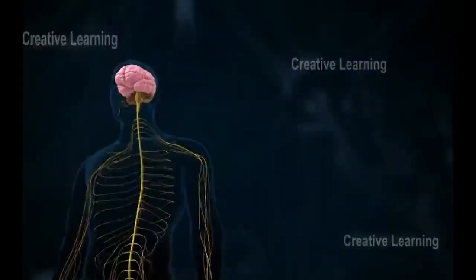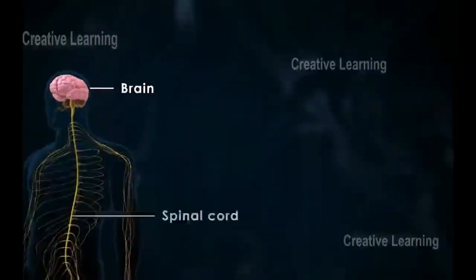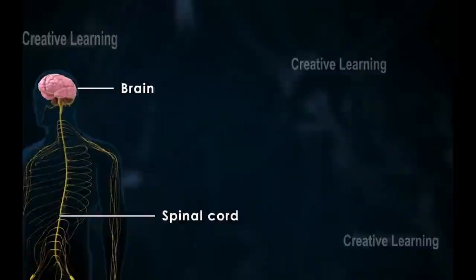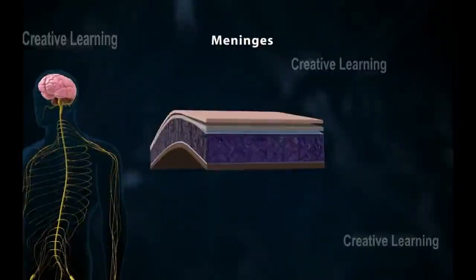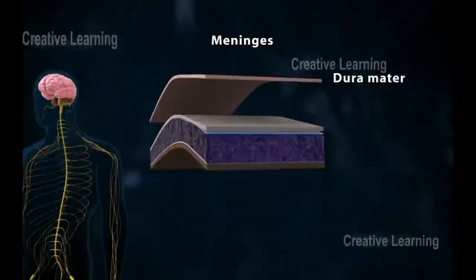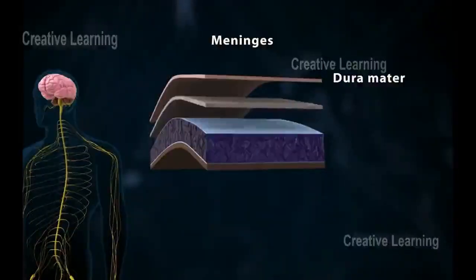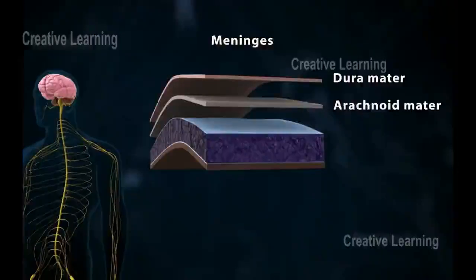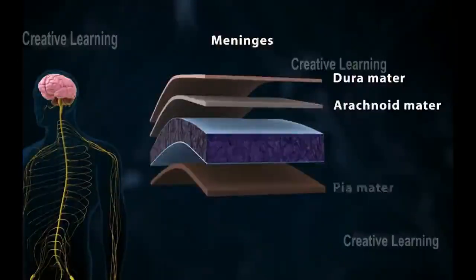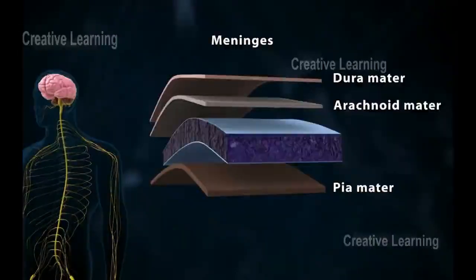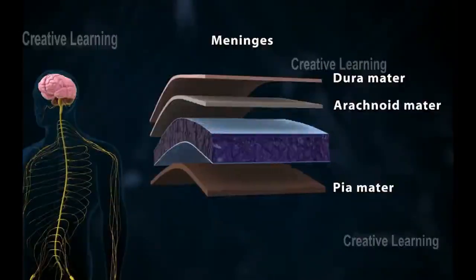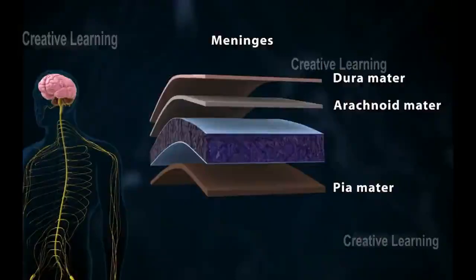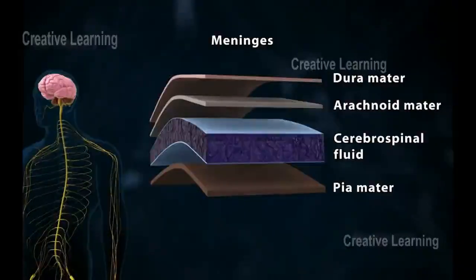The central nervous system is composed of the brain and spinal cord. Both are enclosed in protective layers called meninges. The outer layer is called the dura mater. The middle layer is called the arachnoid mater, and the inner layer is called the pia mater. The subarachnoid space, or the space between the arachnoid and the pia mater, is filled with cerebrospinal fluid.